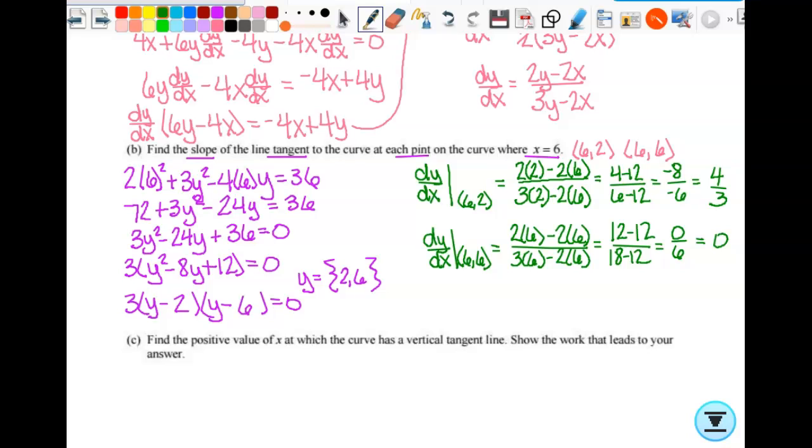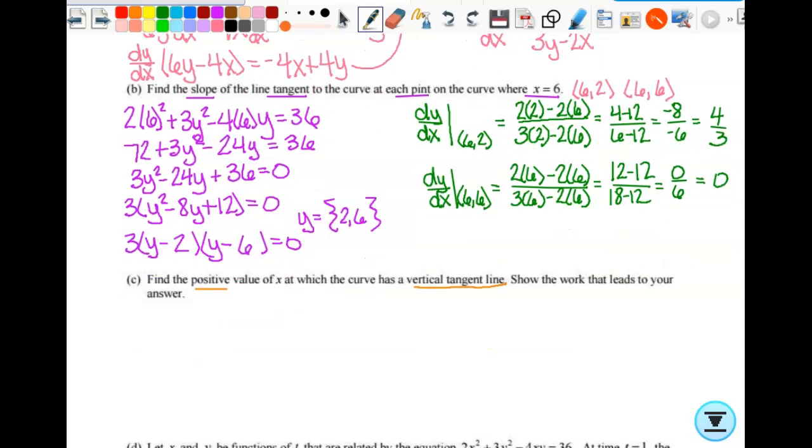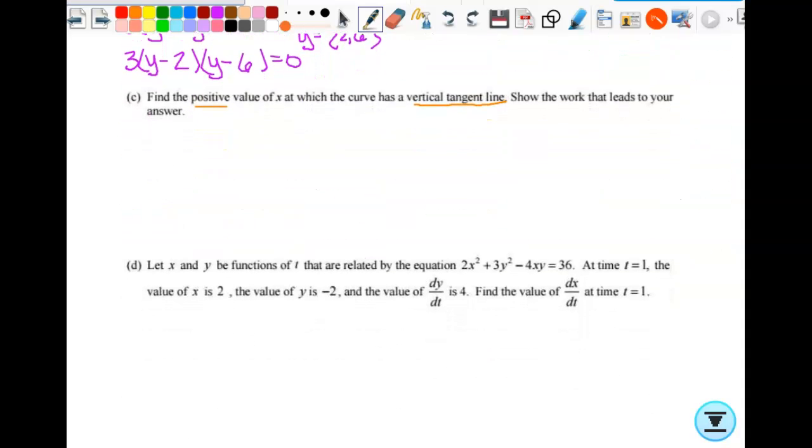Okay, so now we're going to find the positive value of x, which means we may get a different one, at which the curve has a vertical tangent line. Show the work that leads to your answer. Okay, a vertical tangent. What is the slope of a vertical tangent, or a vertical line?